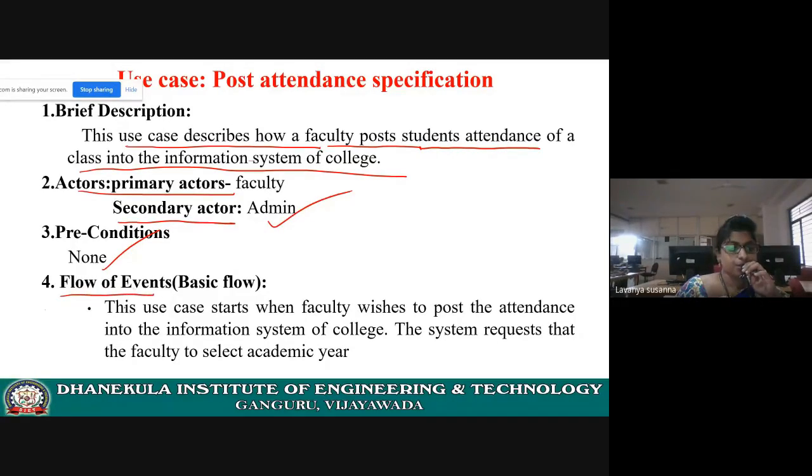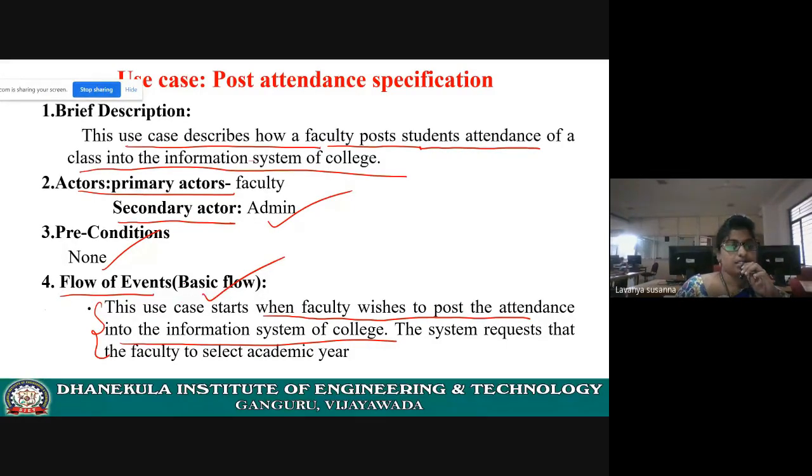Next, the fourth one, flow of events. Here you need to write sequentially, one by one. Don't write a paragraph. Just write point-wise, one by one. In the basic flow, you need to write who is starting the use case, compulsory. The first point is who is starting the use case or the functionality: faculty. When faculty wants to post the attendance into the information system of the college, the use case starts.